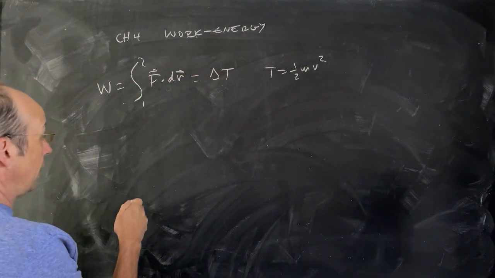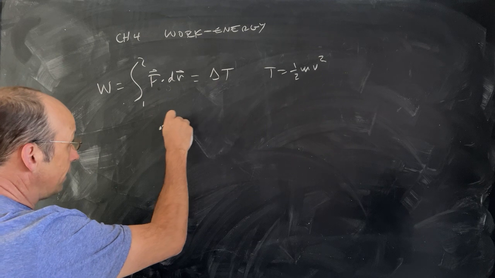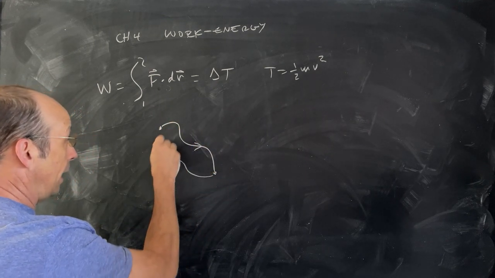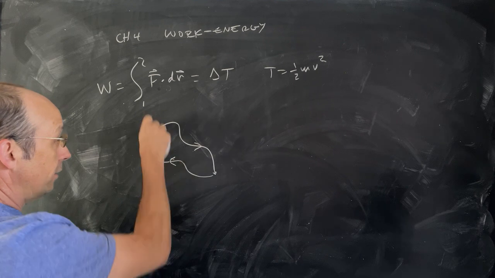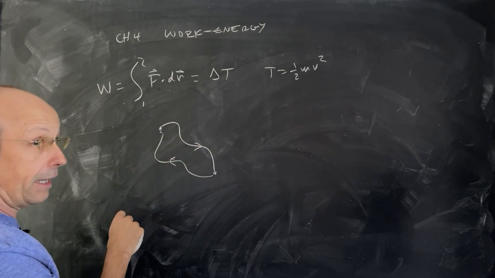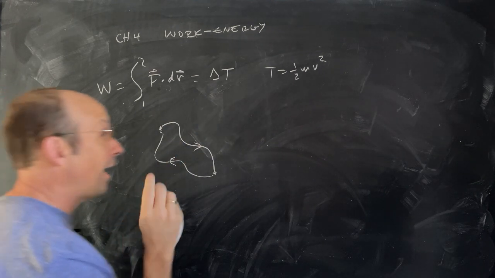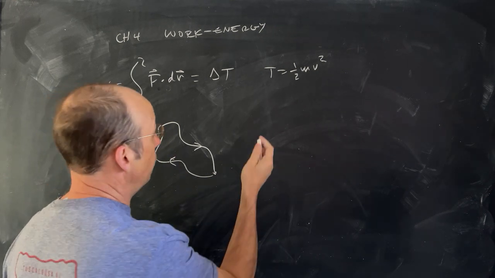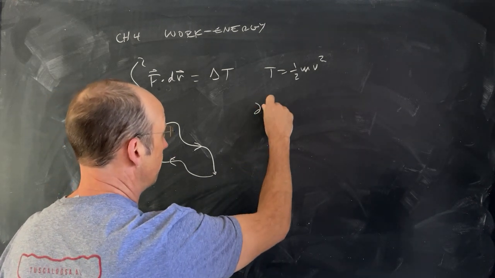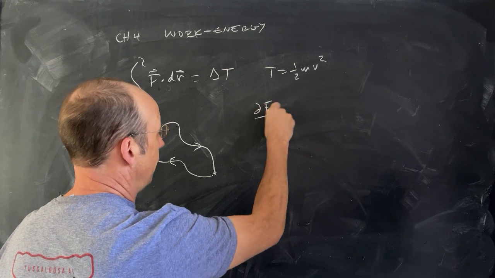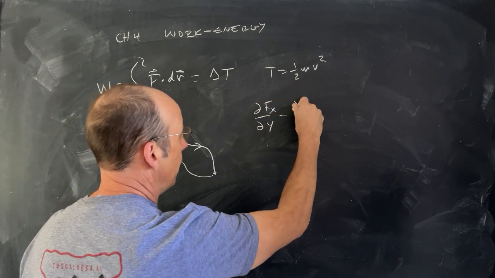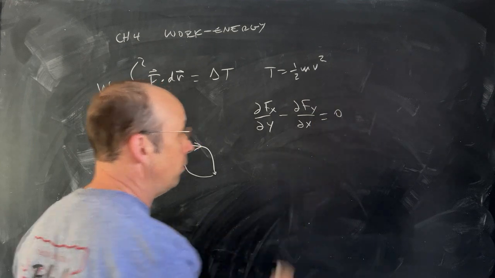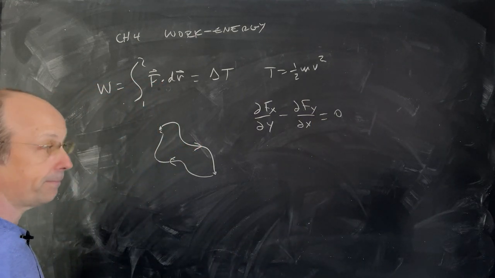Now there was a special case. If I take some path integral down here along that path, and then I go back along that path, and then if I do the whole loop around the thing and I get the work as 0, for every possible case, then it's a conservative force. And so we have two tests for conservative forces. I can say the partial of fx with respect to y minus the partial of fy with respect to x. If that's 0, then it's a conservative force.